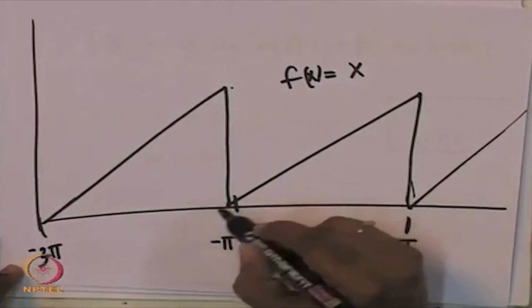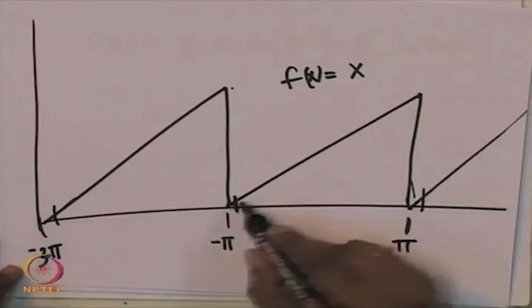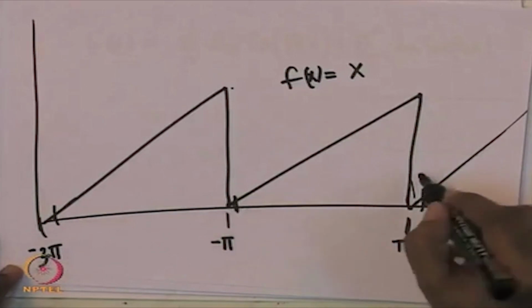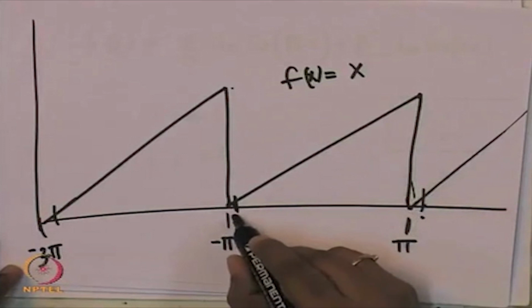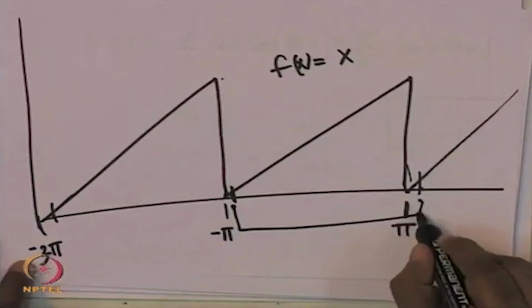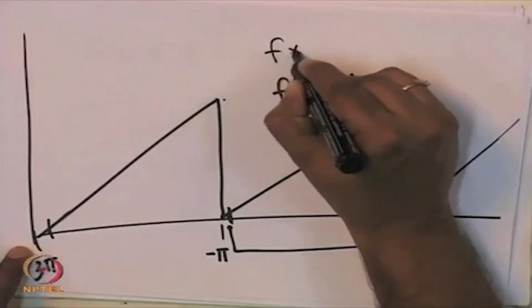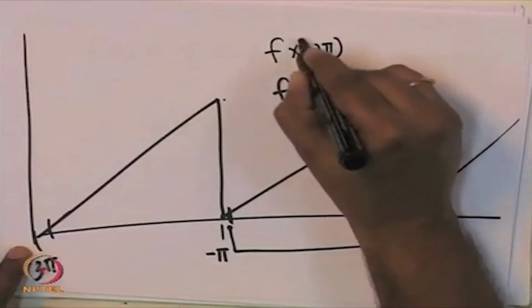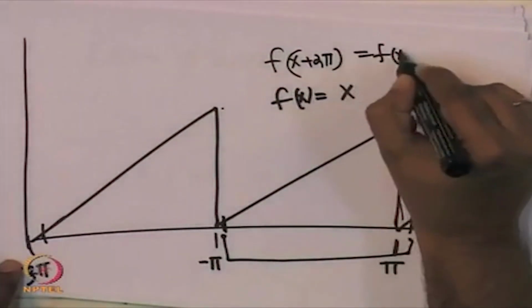But this point and this point are same. So, this point and this point are same. So, whatever is here is the same as here. So, the difference between these 2 points is like 2 pi. So, when f of x plus 2 pi, the function is the same as f of x.